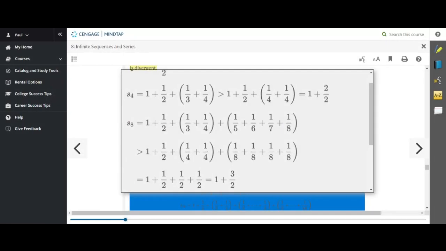This means that's going to be greater than 1 plus 1/2 plus 1/2 plus 1/2. So what they're doing is they're breaking the sum up into groups where each group would be greater than 1/2. Okay, that's what they're doing.